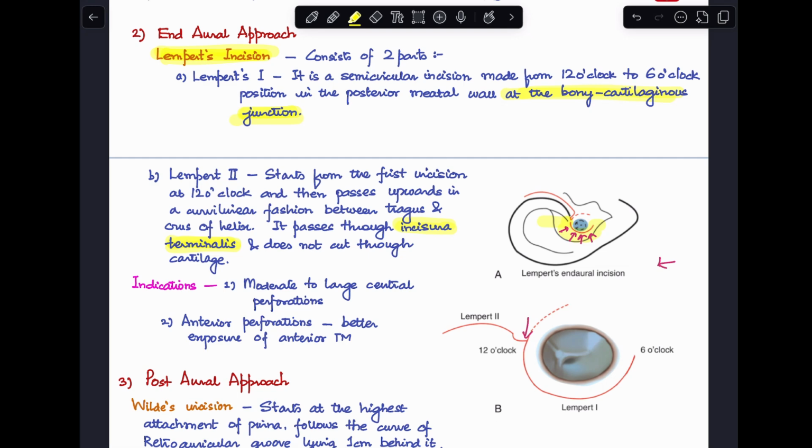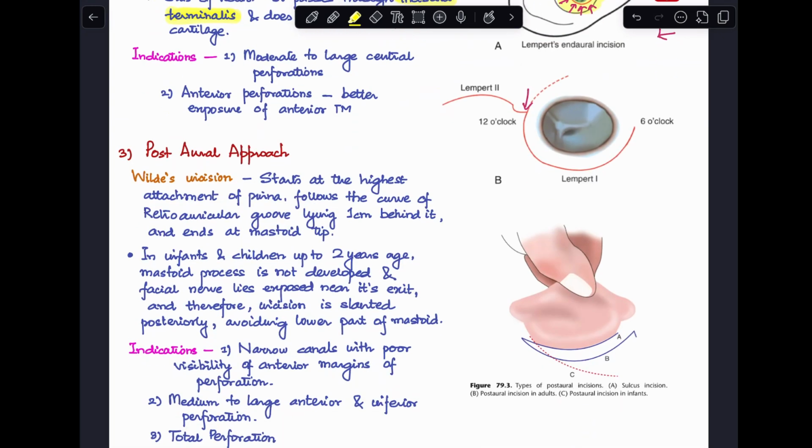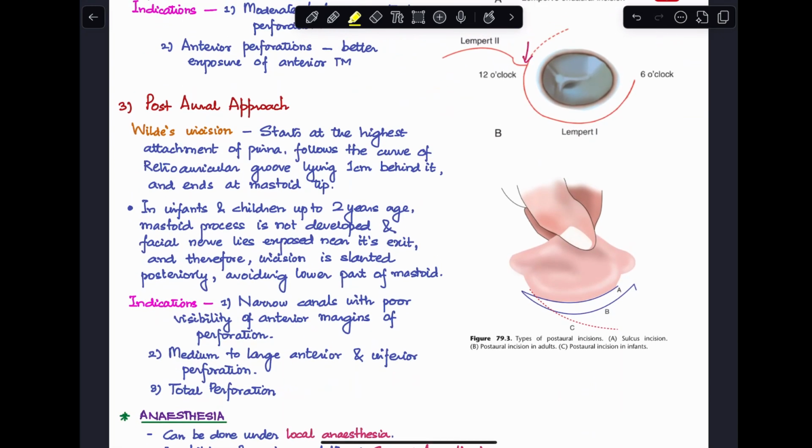Last of all is the postaural approach, and in this approach we do an incision which is known as the Wilde's incision. Here, the incision starts at the highest point of attachment of the pinna, and this follows the curve of the retroauricular groove lying 1 centimeter behind it, and this ends at the mastoid tip. This is how the Wilde's incision looks. The part which is marked A is the postaural Wilde's incision.